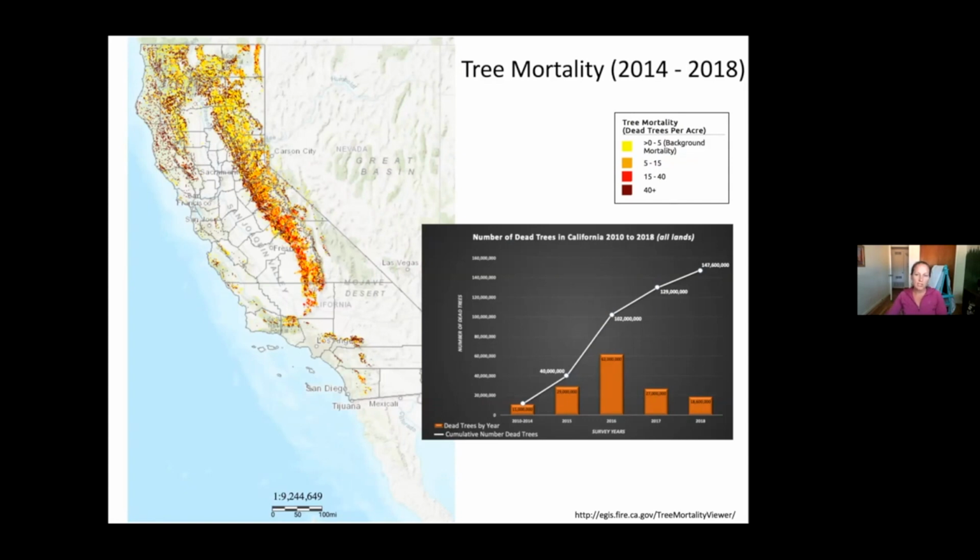Those burgundy colors are 40 plus trees per acre that are dead, which is a relatively high number. The yellow is more background mortality. So mortality you would expect in a forest functioning under more natural conditions and in the absence of this catastrophic disturbance. The figure on the bottom right, this chart just shows the accumulation of the total number of trees. And by 2018, the recorded number of dead trees was 148 million across all of these lands in the state of California.